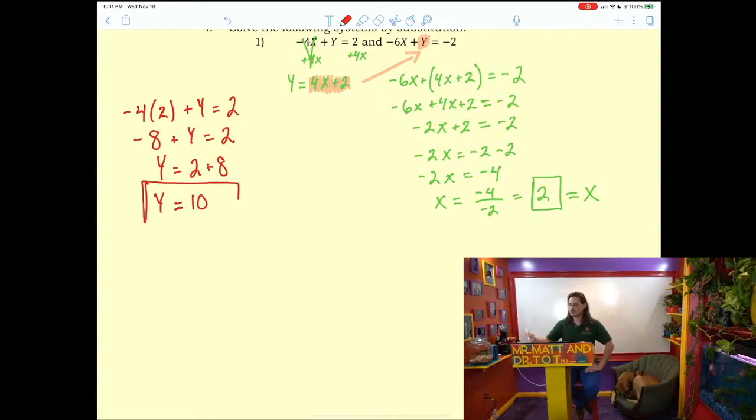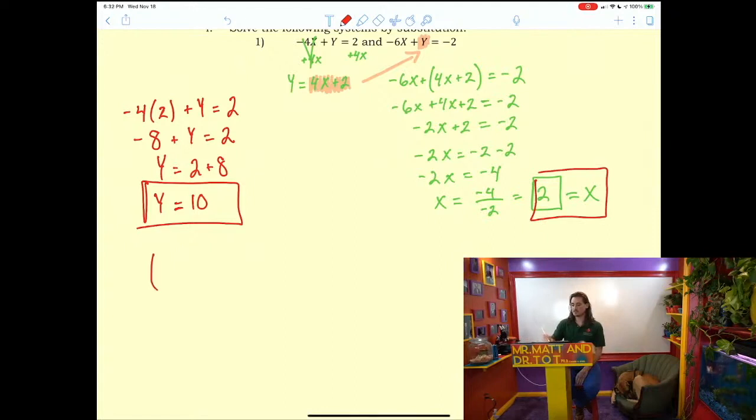So your solution here is x is equal to 2, y is equal to 10, and written as a coordinate point, that would be (2, 10).